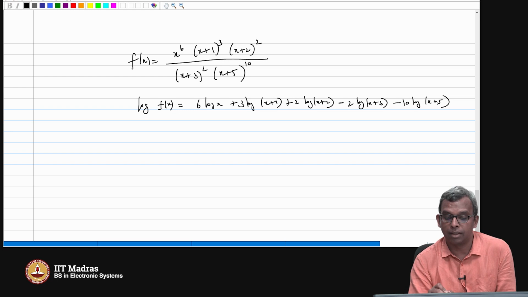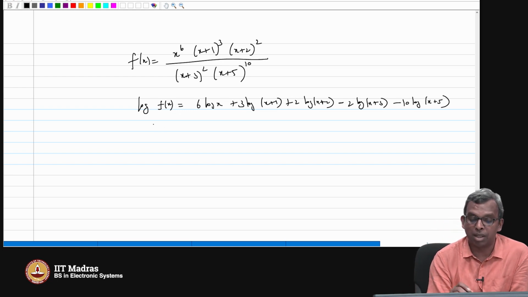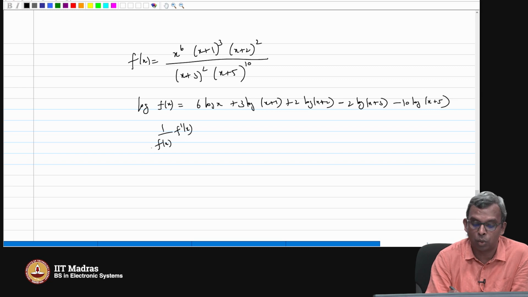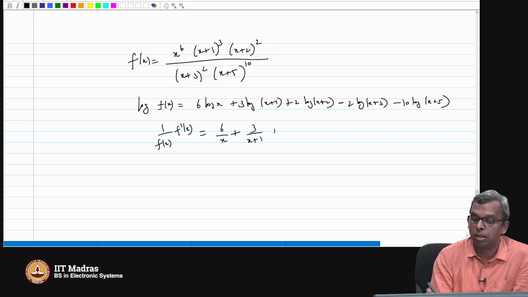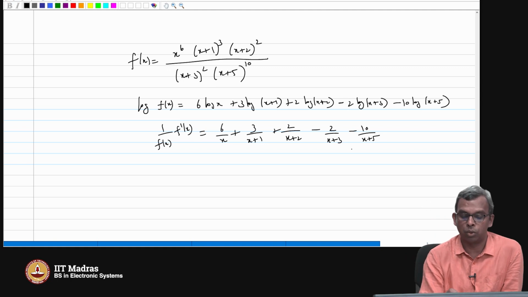So notice this neat little way in which this got changed into something simple. And now if you take derivative on both sides, you will get 1 by f of x times f prime of x. This is log f of x, so the composition rule will kick in. Here you have 6 by x, 3 by x plus 1, 2 by x plus 2, minus 2 by x plus 3, minus 10 by x plus 5. Notice how easy it is to do it like this.